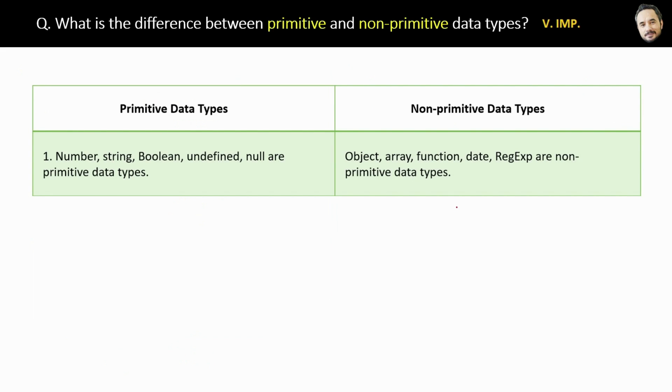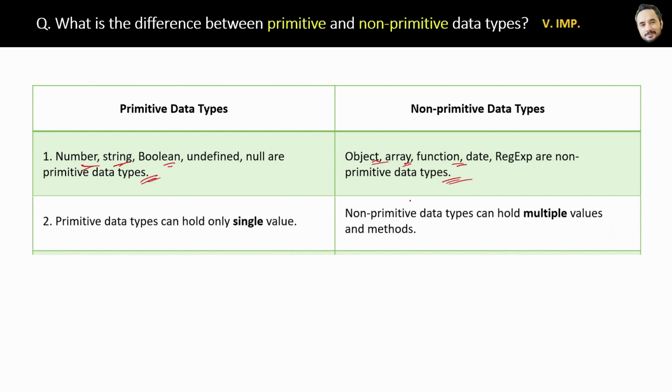The first difference is numbers, string, booleans, undefined, null are primitive data types. And objects, arrays, functions, dates, and regex are non-primitive data types. Second, primitive data types can hold only single value, whereas non-primitive data types can hold multiple values and methods also.